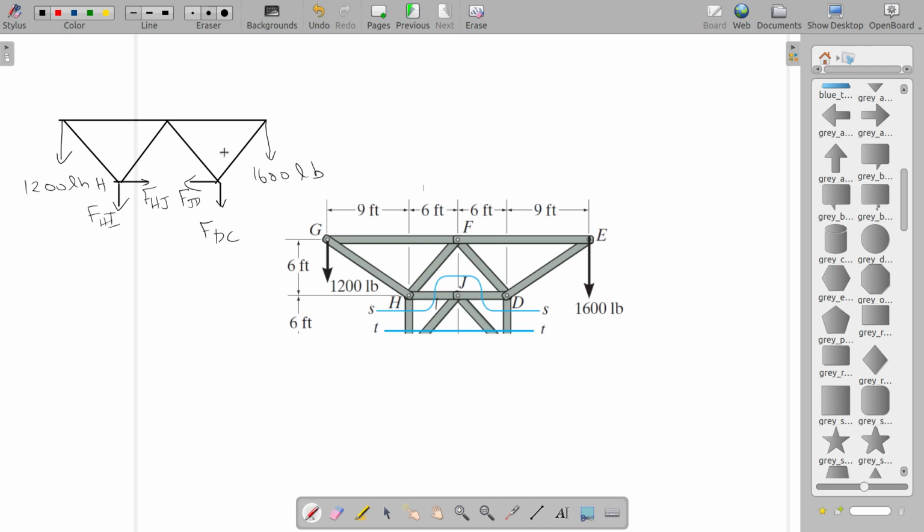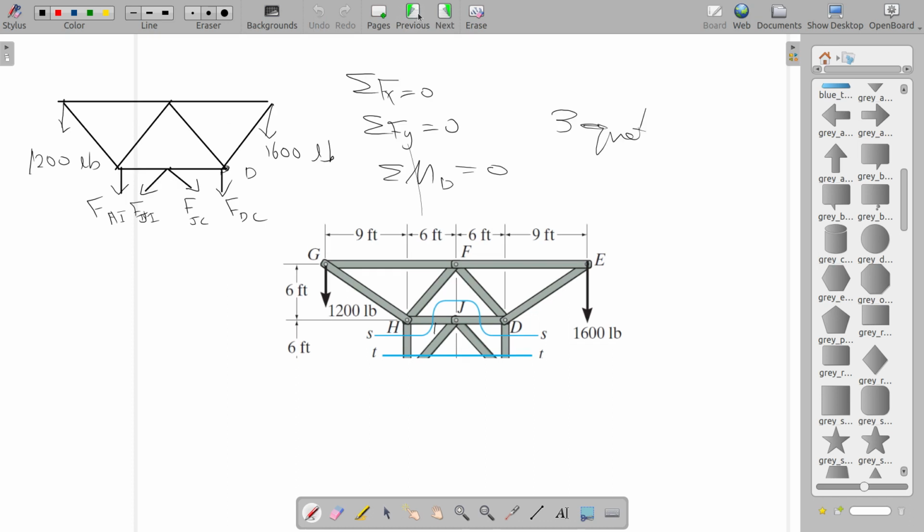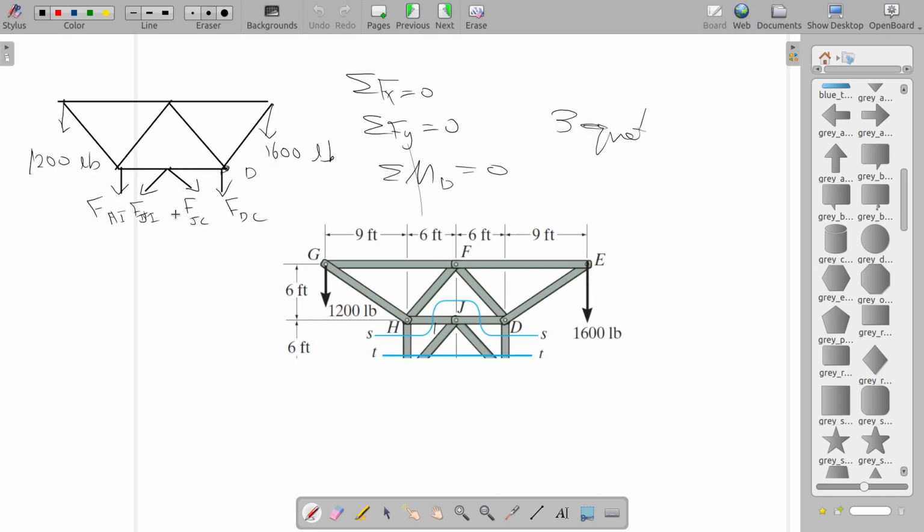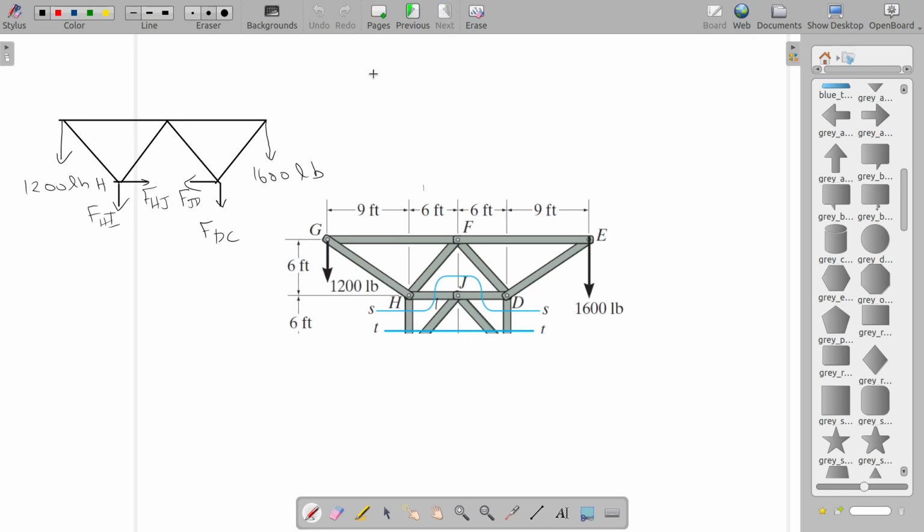I think that's it. Now from here again, compare it with this system. These are the 4 unknowns here. Now these are the 4 unknowns. So 2 unknowns are common, HI and DC are common. F_HI and F_DC are common, and these two are extra unknowns. So total 6 unknowns.